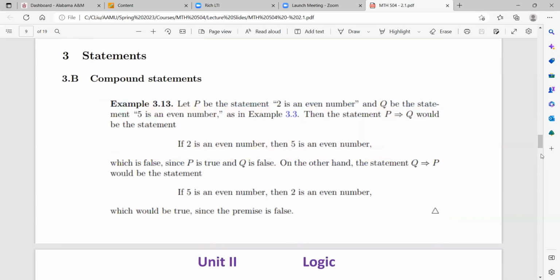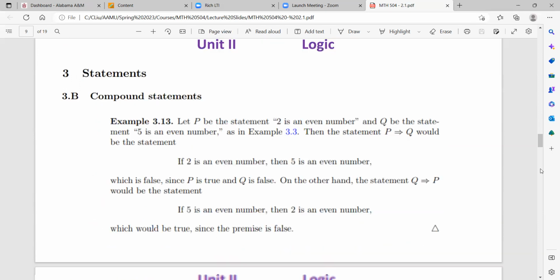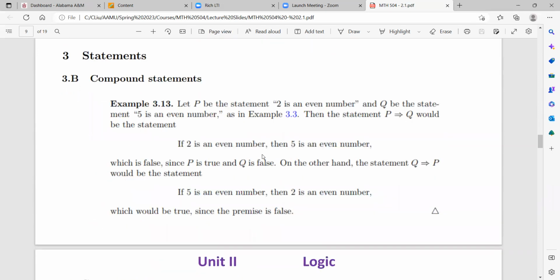In this example, let P be the statement 2 is an even number and Q be the statement 5 is an even number, like before. Then P implies Q would be the conditional statement: if P, then Q. If 2 is an even number, then 5 is an even number. This must be false. And you don't need to think about this very hard.